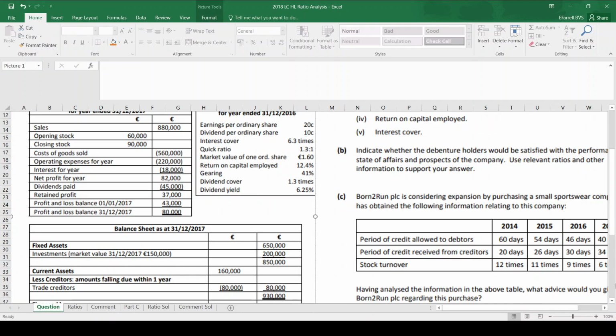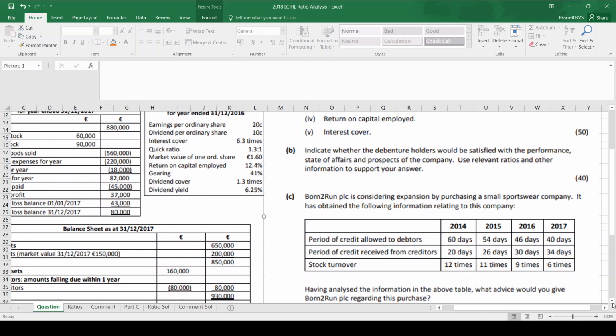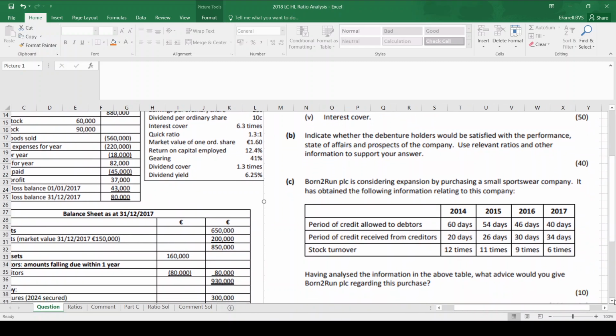Part C of the question. So sometimes part C is a little bit of theory. Sometimes it's kind of more working on figures or ratios. So here it says, Born to Run PLC is considering expansion by purchasing a small sportswear company. It has obtained the following information relating to that company. So the period of credit allowed to debtors. So this is the amount of days that they allow people that sell stuff to pay them. So it goes from 60 to 40, which is good.